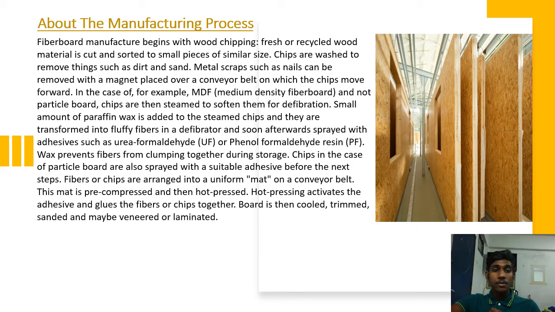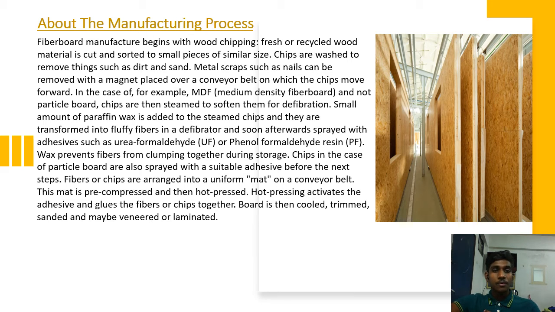Next, about the manufacturing process. Fiberboard manufacture begins with wood chipping. Fresh or recycled wood material is cut and sorted into small pieces of similar size. Chips are washed to remove things such as dirt and sand. Metal scraps such as nails can be removed with a magnet placed over a conveyor belt on which the chips move forward.